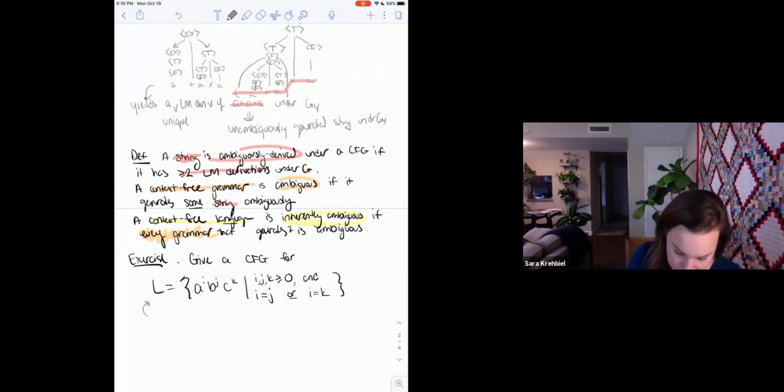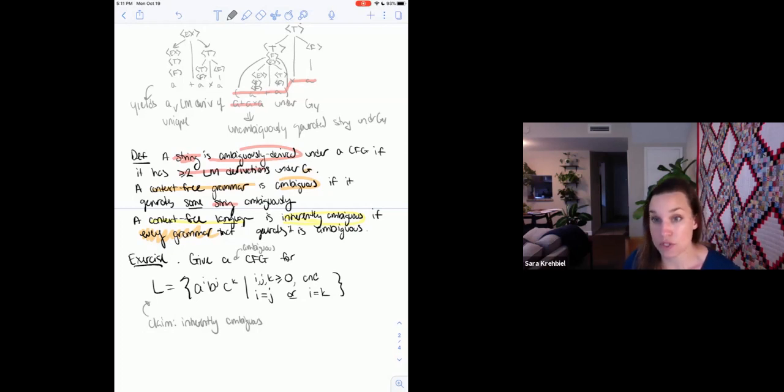So this language is inherently ambiguous. I'm not asking you to prove that. You can just take my word for it. What that means is that when I say give me a context-free grammar, the grammar that you're going to give me is ambiguous, because there's no non-ambiguous grammar for an inherently ambiguous language. And so that means that there's also a string that under your grammar can be derived in two different ways.